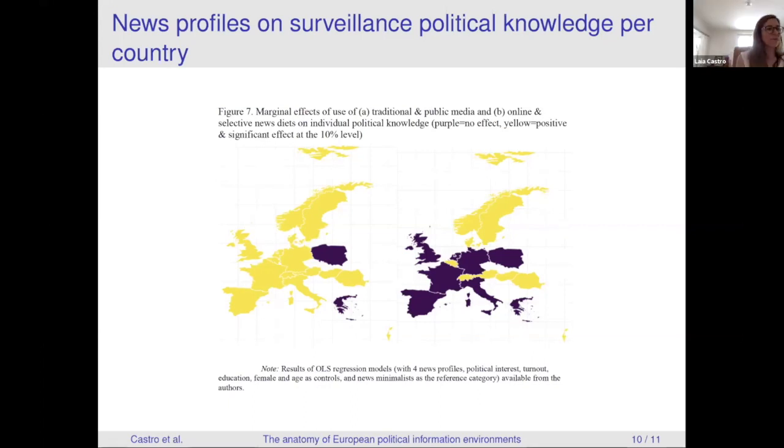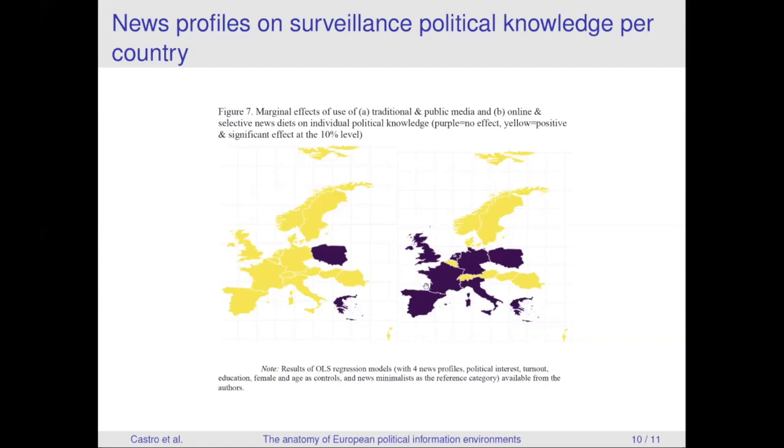So as I was saying, traditionalists tend to be more knowledgeable than the rest of news users, except in Poland and Greece, where, I mean, these also square well with some expectations of blatant political instrumentalization. We saw this in the previous presentation, and low quality of some media outlets that may explain differing patterns.